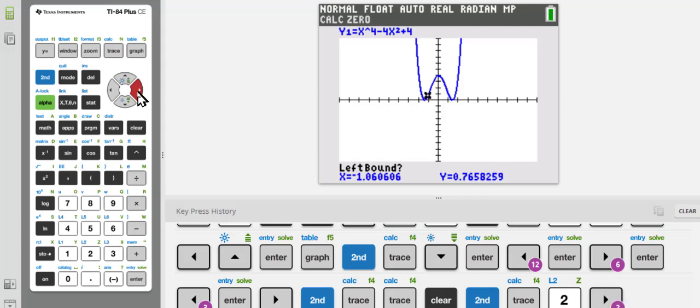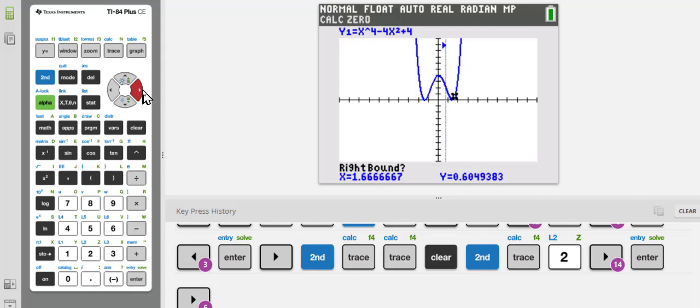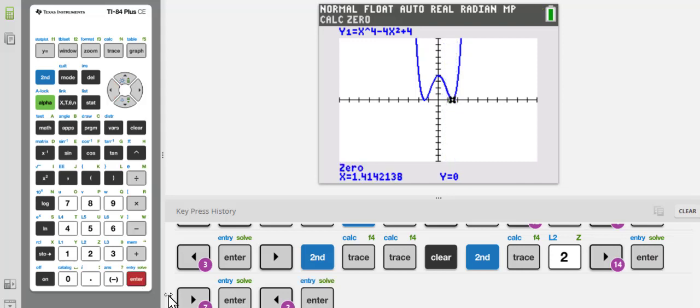And now I want to find the other one. So I'm going to go over here. I want to be to the left of it, but close enough that it doesn't take forever to do the calculations to find it. Then to the right of it, and then a guess. The closer you guess, the faster the calculation will happen. And there it gives you the 0, positive square root of 2, the approximation of that.